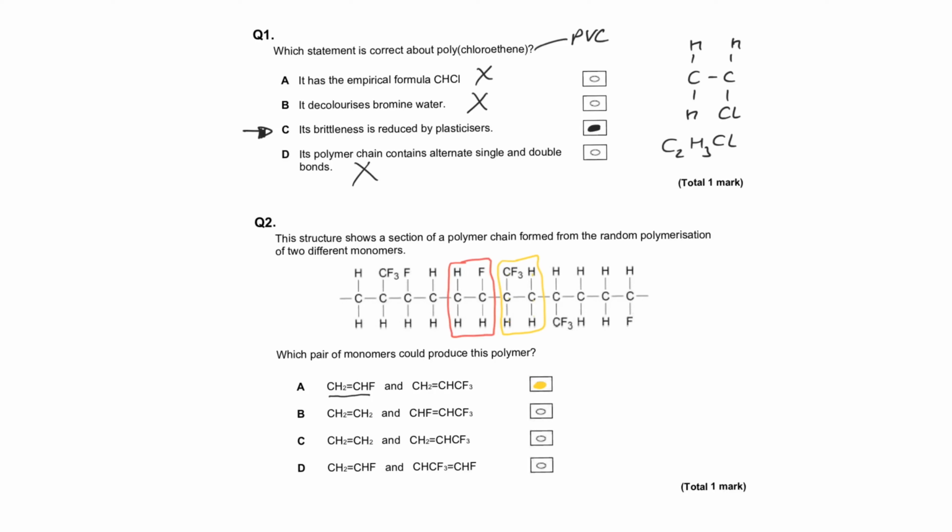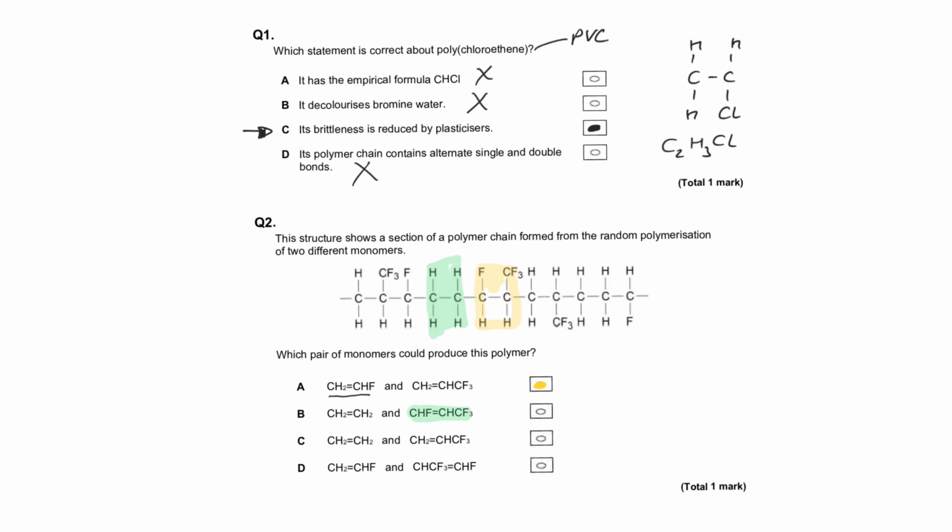Now you may be wondering why it can't be the others. So if we look at this one, this is CH2=CH2. I'm just going to rub this out. So if we highlight the next bit, CH2, CH2, the cross section of the polymer, that could be this bit here. And then what is that bonded next to? That is actually bonded next to the CHCF3. That is this bit.